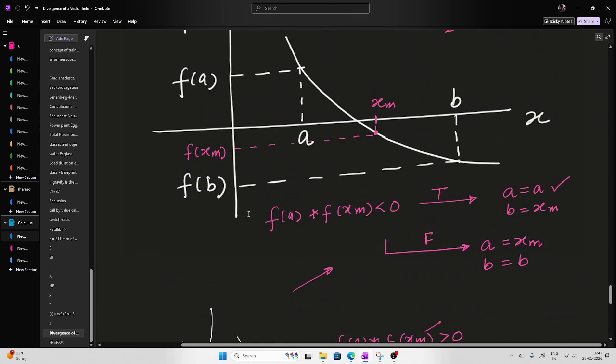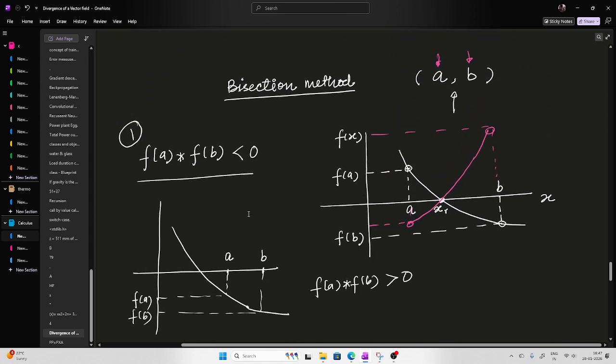So this is what we call the bisection method for finding the root, and this is a bracketing method. In the next lecture we will see how to write a code for this bisection method in C++.